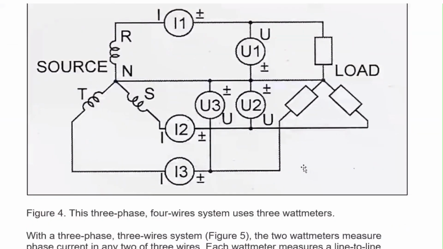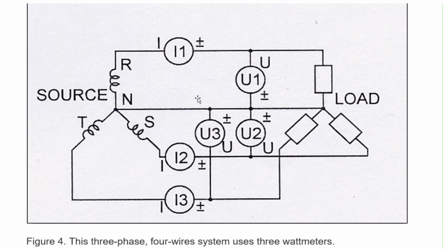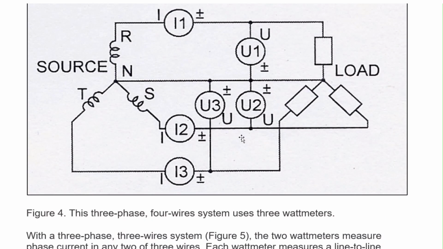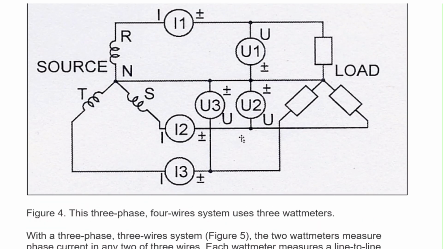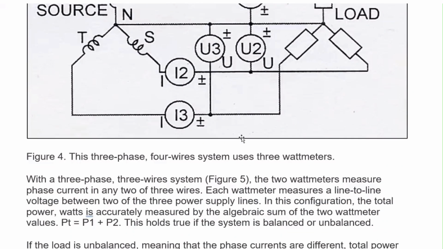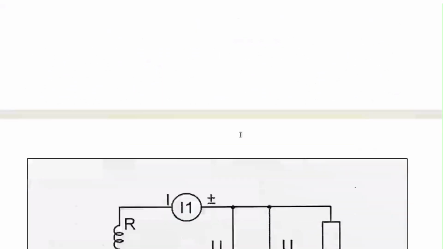Here also, this three-phase four-wire system has been shown, and the connection of current and voltage coils of the wattmeter has been shown. With the help of the 3 wattmeter method, we can measure the total power consumption of the three-phase circuit. So that has been shown here.